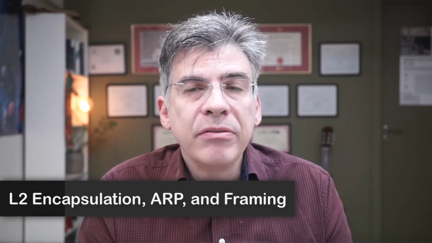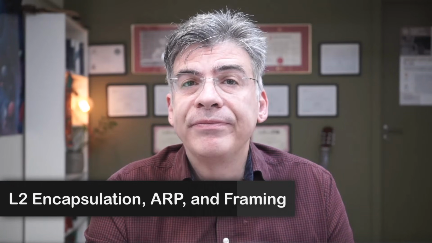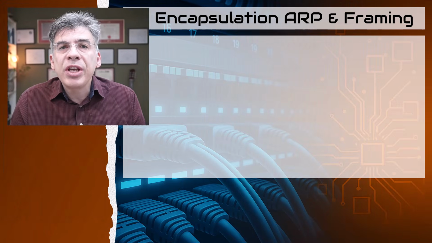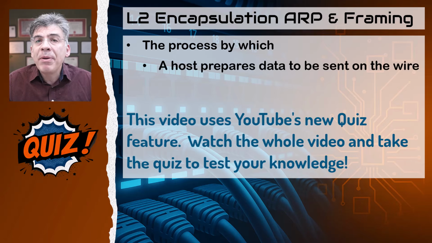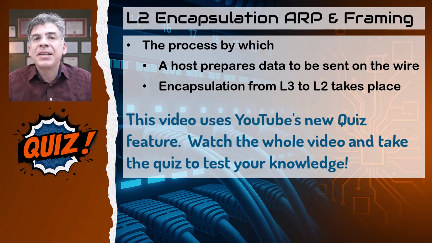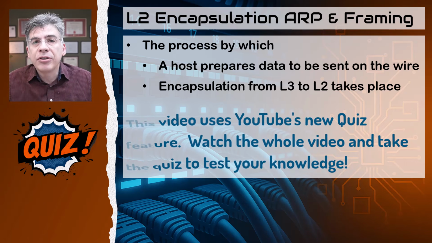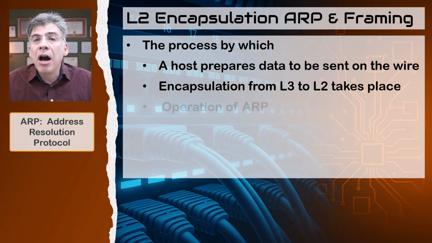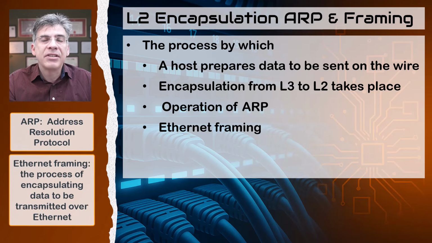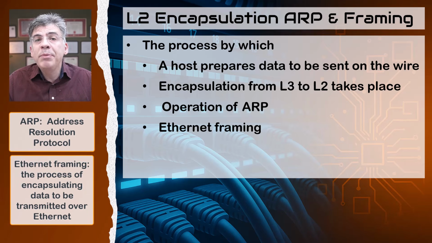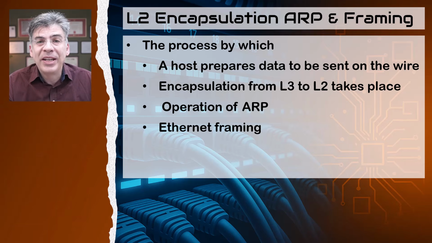Today we'll be simply explaining Layer 2 encapsulation, ARP, and framing. Now, in one of my previous videos, someone had requested that we go over the process by which a host prepares data to be sent on the wire, and how the encapsulation process takes place from Layer 3 to Layer 2. This includes the operation of ARP, or Address Resolution Protocol, as well as how Ethernet framing is managed and organized. So in this video, that's what we'll be looking at. So let's get right into it.